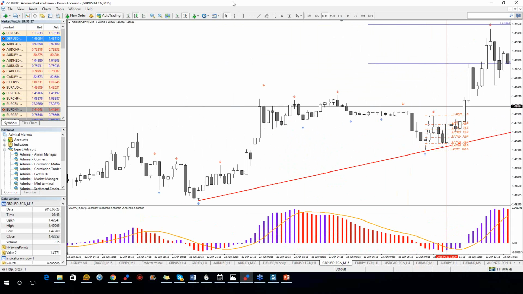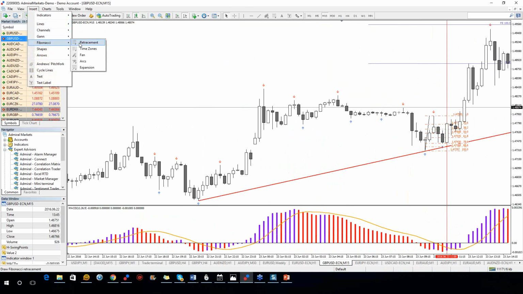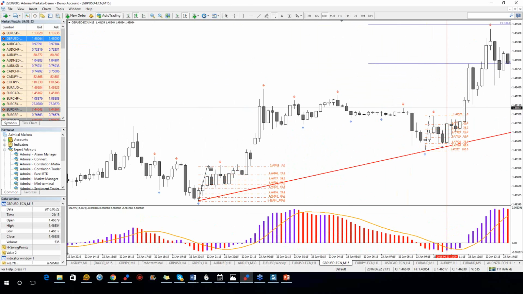Let's see if we can find another example. Let's see here, just for an entry. 50% retracement, first qualifier. So here it was, and you see this histogram confirmed the up movement.